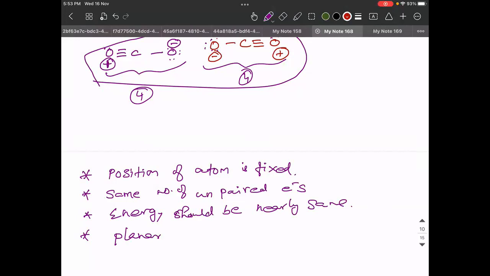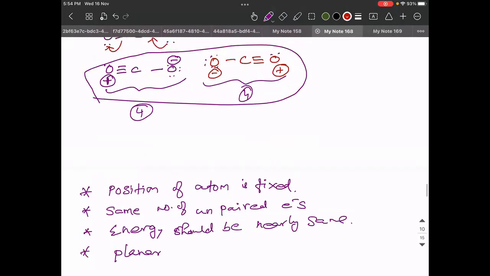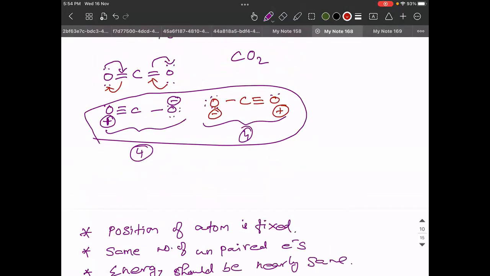So these canonical forms contribute toward the structure of the resonance hybrid, and they should explain the properties of your molecule. You should not say that either this structure is true or that structure is true, but these two really contribute to the true structure of your molecule. So none of them is the true structure. That is the meaning.